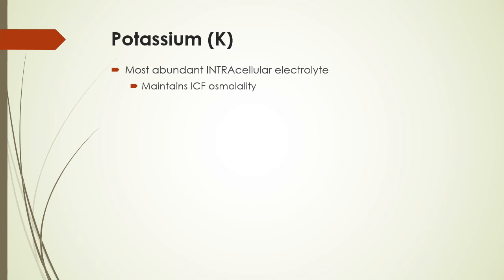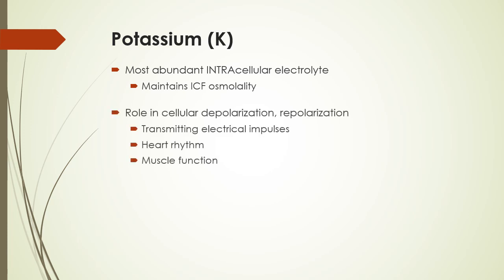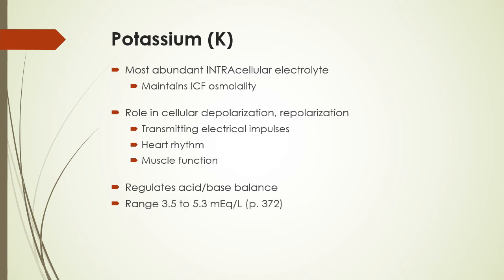Potassium. Potassium is the most abundant intracellular electrolyte. It's found inside the cells, so it maintains the osmolality inside the cells. Think of muscle movement, think of electrical impulses when you think of potassium, and also think of heart rhythm. It's also used like sodium to regulate your acid-base balance, and this is the range.